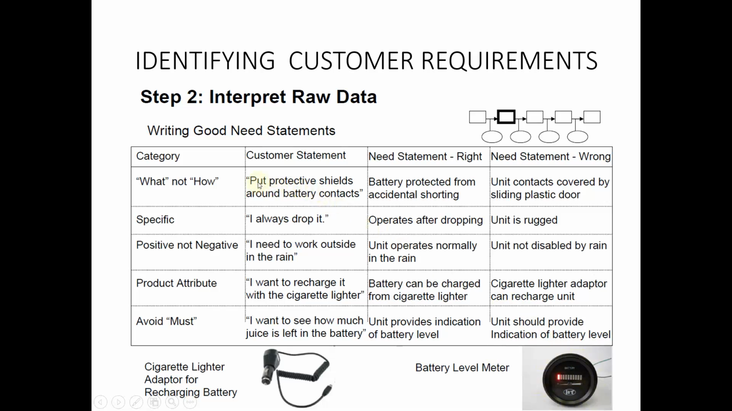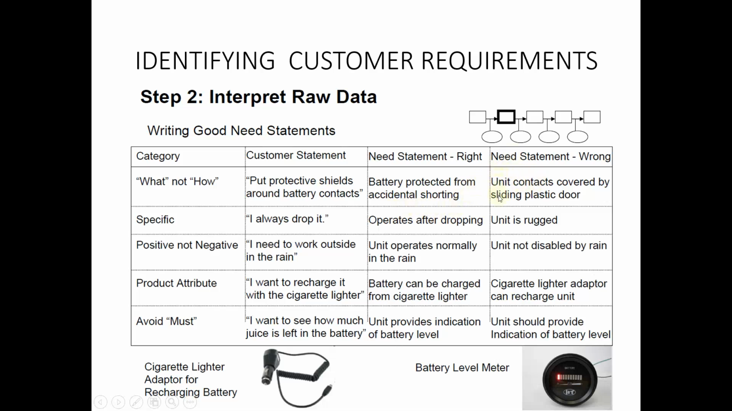So the customer requirement is to put protective shields around battery contacts. Now what is the correct need statement? How can we interpret this into a meaningful statement is shown here: battery protected from accidental shorting. So there should not be any shorting for the customer. The battery should be protected.